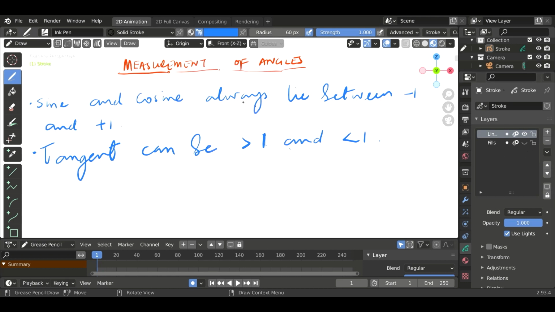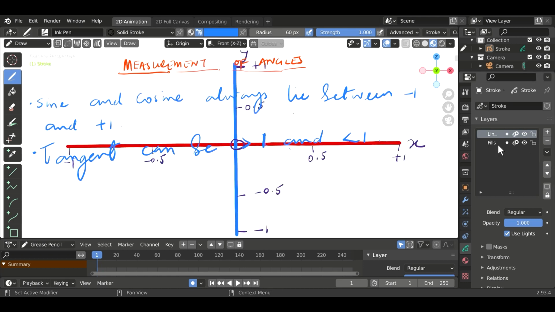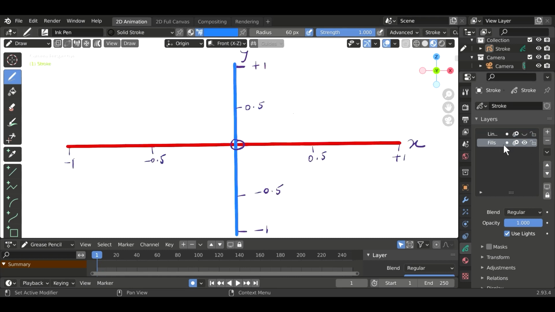So yeah, make note of these bullet points. Okay, so let's break that down. Sine and cosine always lie between -1 and +1. What does this mean?